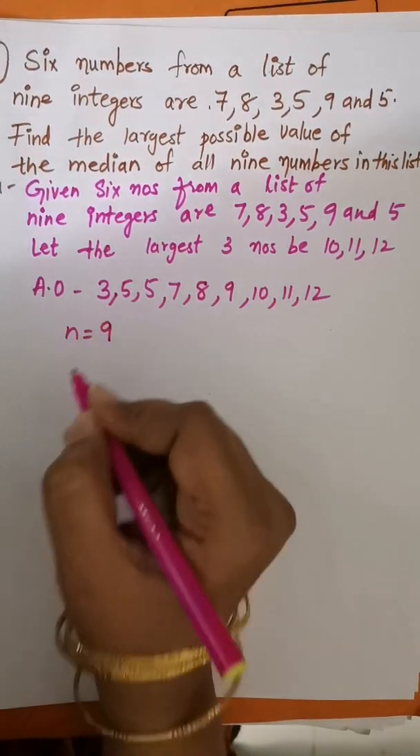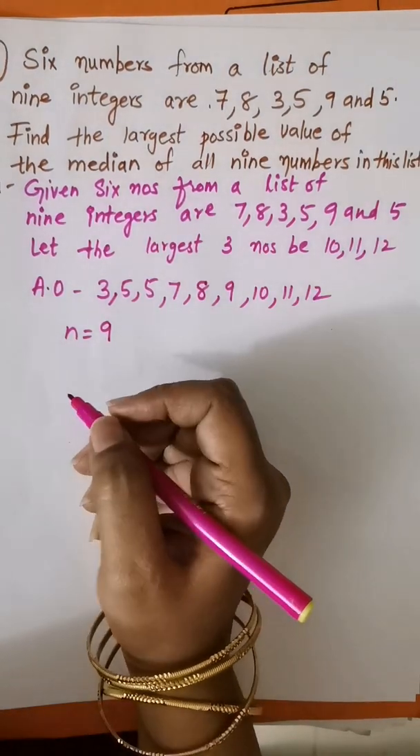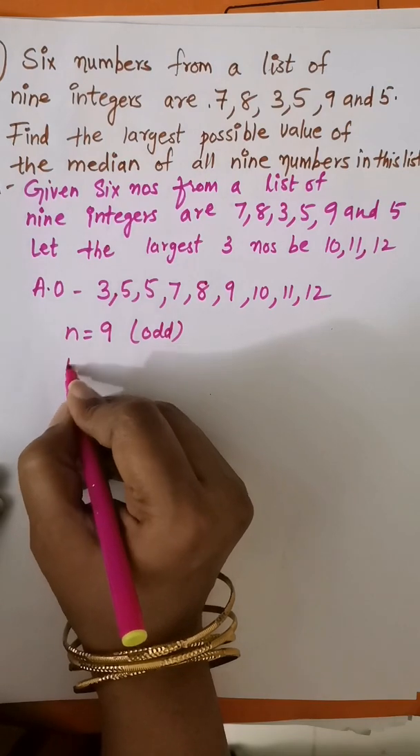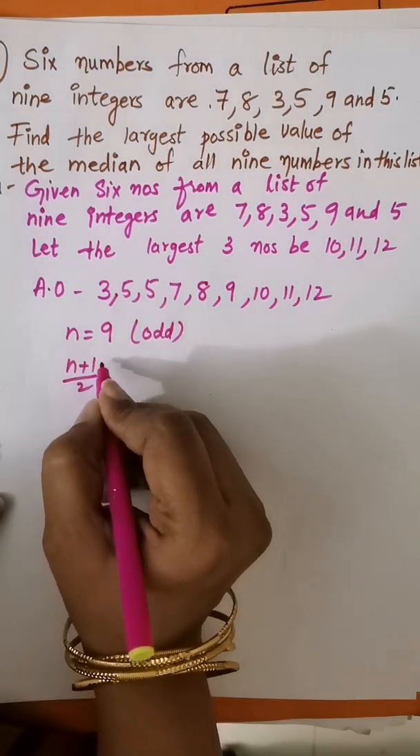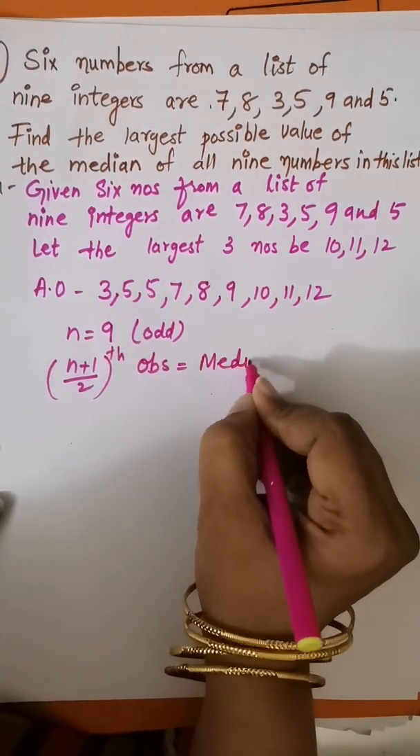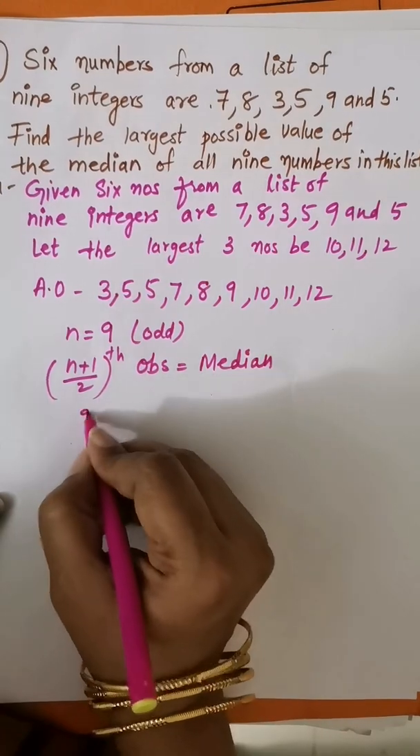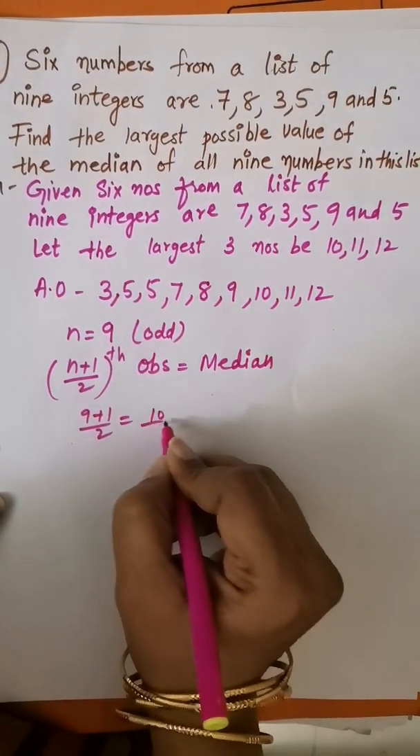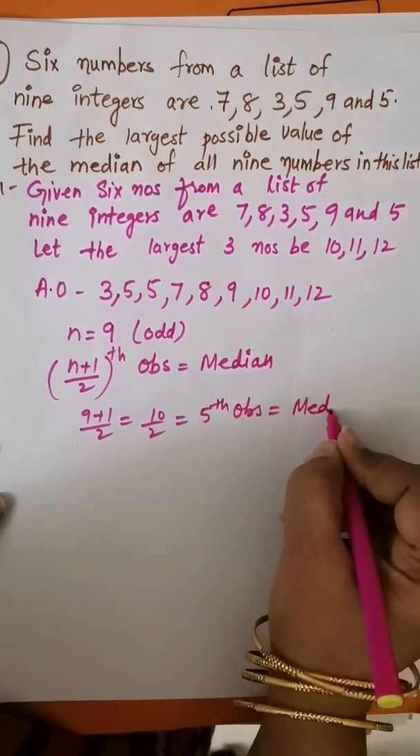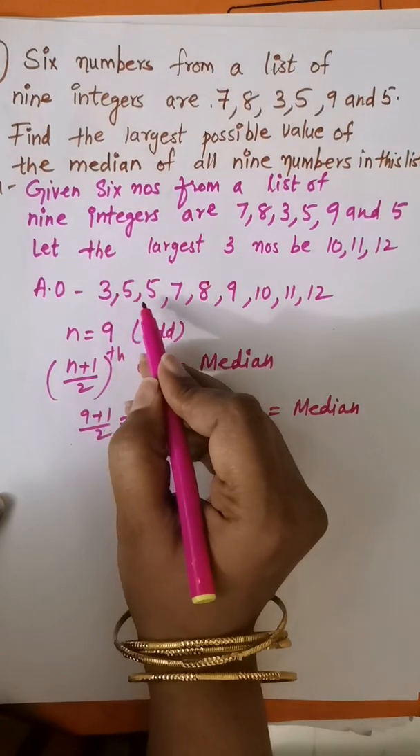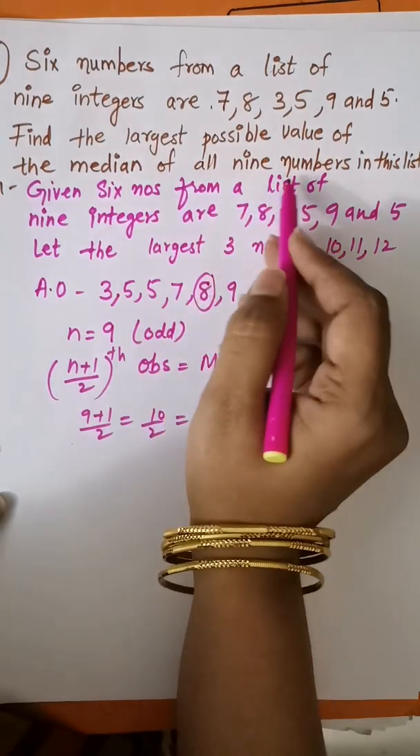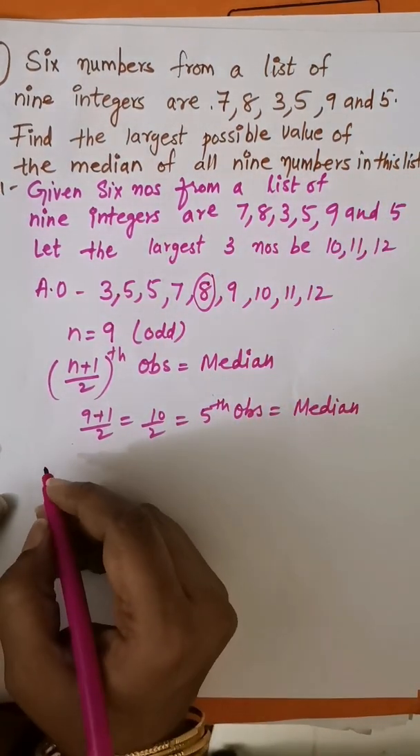Here n is equal to 9. So which one will it be? It is odd. So the (n plus 1) by 2 observation will be the median. That is 9 plus 1 by 2, that is 10 by 2, that is the fifth observation will be the median. 2, 3, 4, 5.